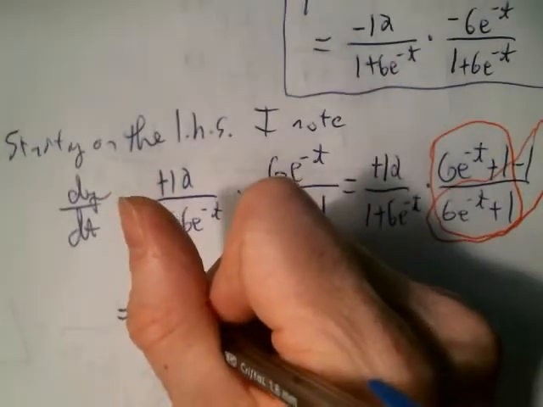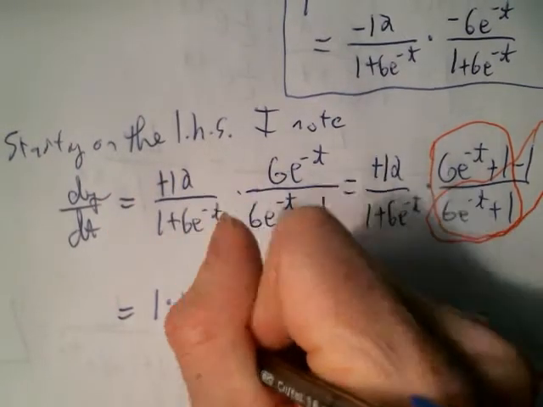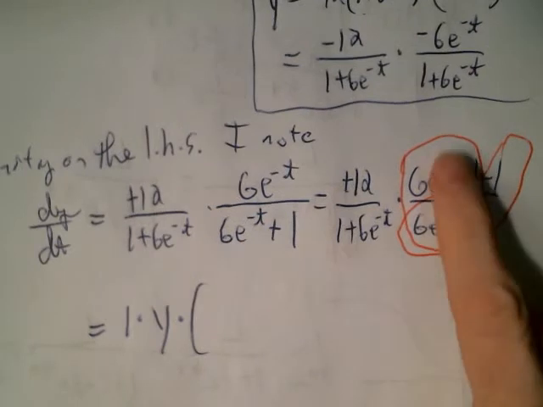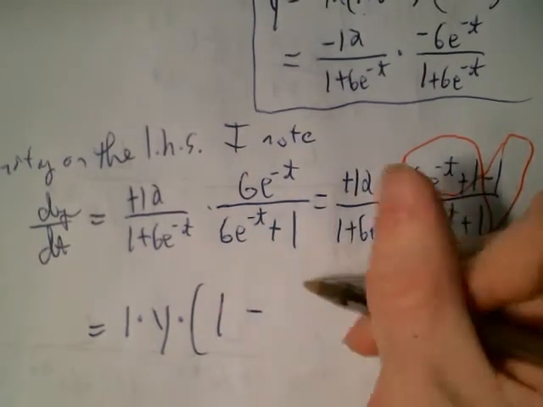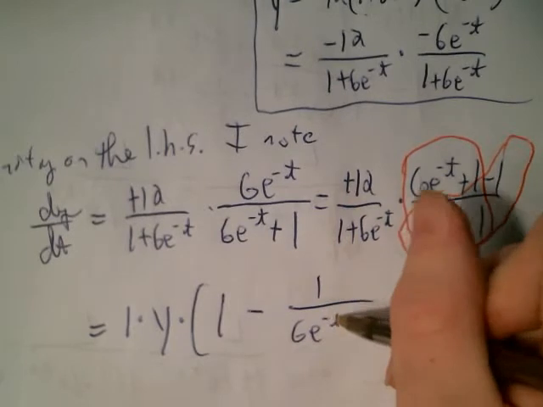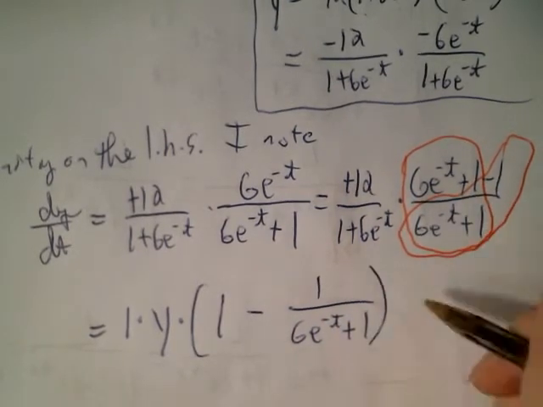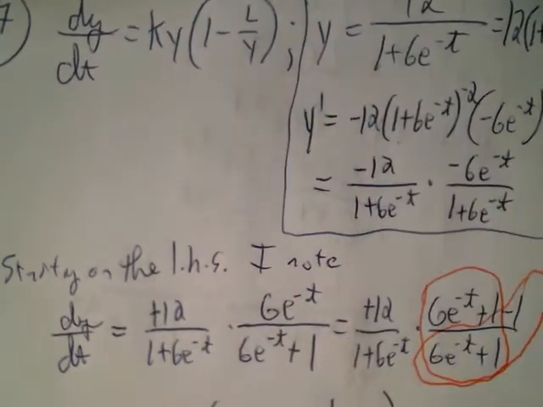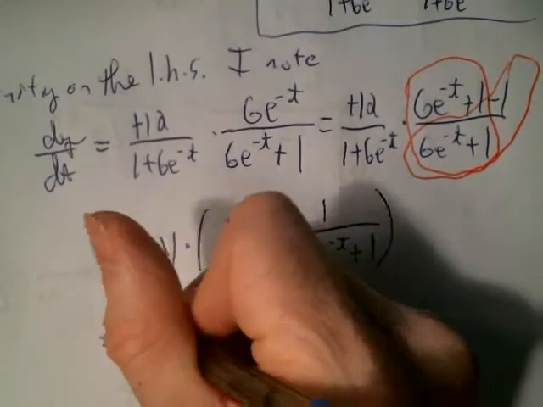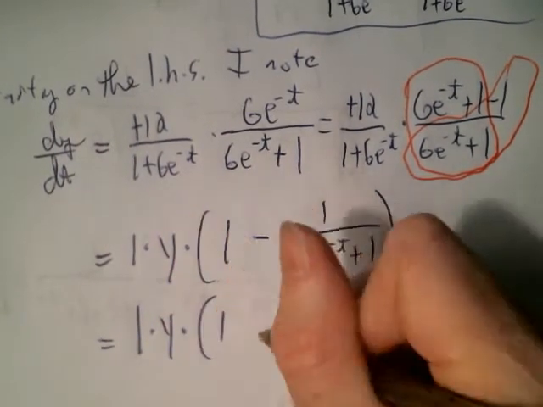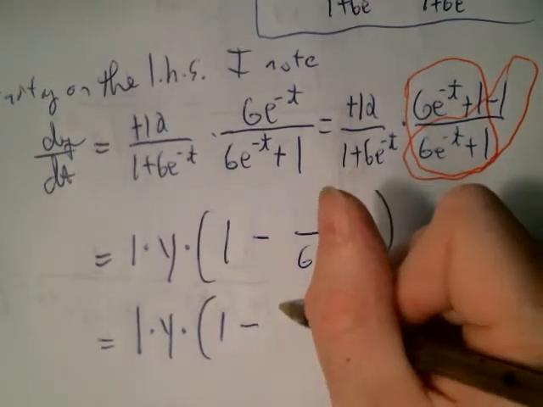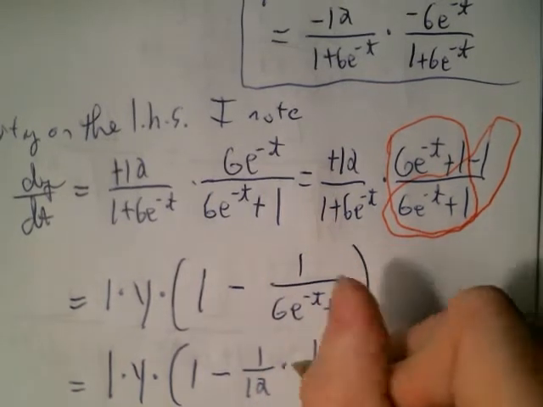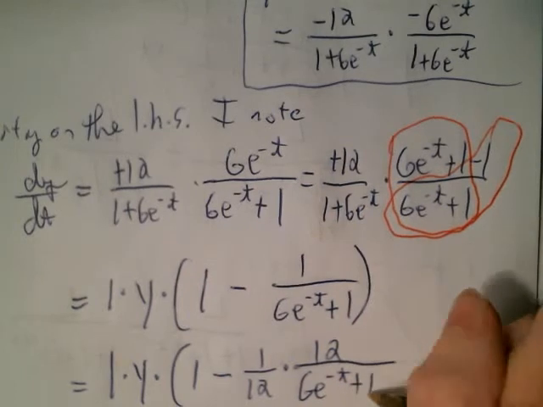Okay, so we'll say 1 times y times this thing. We're going to, like I said, butterfly it. This over this is just 1, and then minus 1 all over 6e to the negative t plus 1. Okay, and this thing looks suspiciously like y, except it's missing that numerator of 12, and that's an easy fix. So you can go 1 times y times 1 minus, multiply it by 12 over 12, right? So you'd have 1/12 times 12 all over 6e to the negative t plus 1.